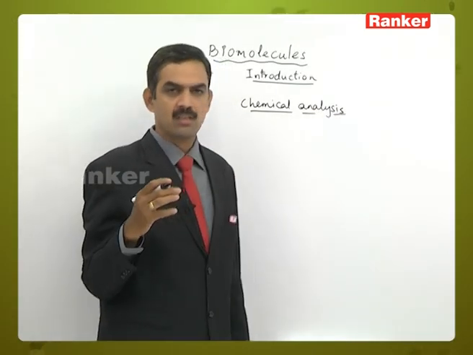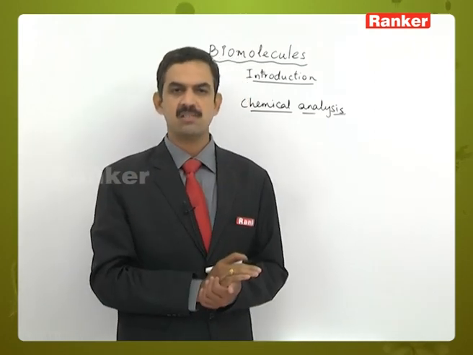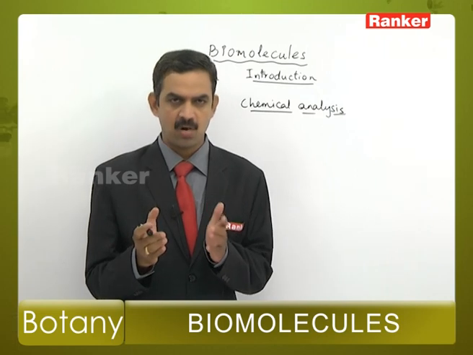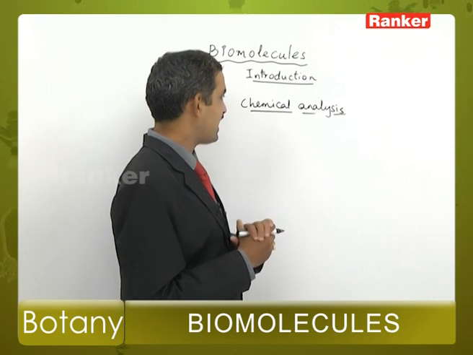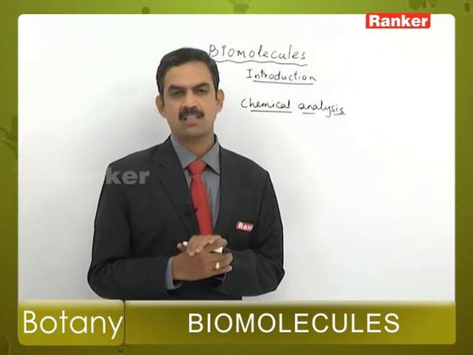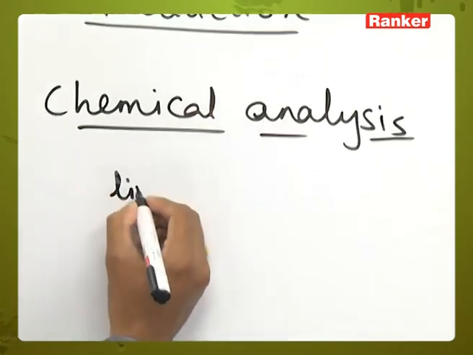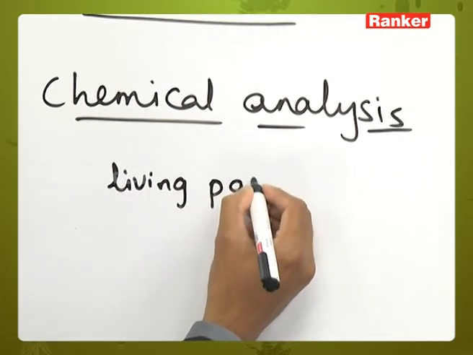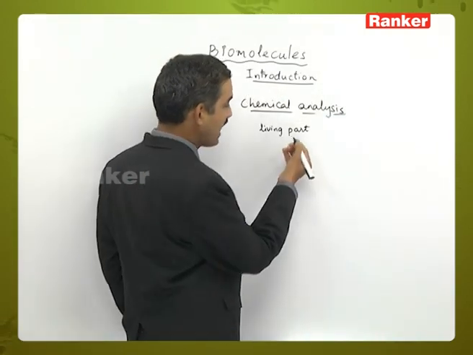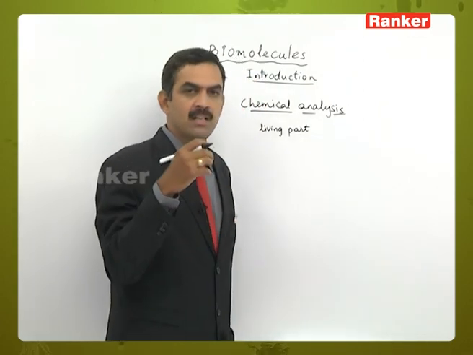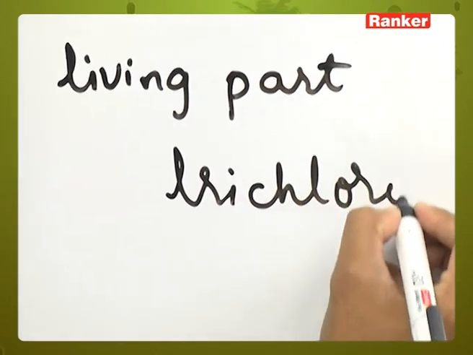After knowing what elements and which types of elements are present in a cell, in a living system, or in a non-living system or the earth crust, that is analyzed by a technique called chemical analysis. In this process, if you take a living part of any plant or animal, like the liver of an animal, it has to be crushed, or we can say grinded, using trichloroacetic acid.